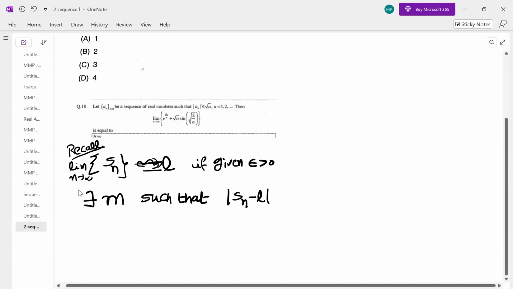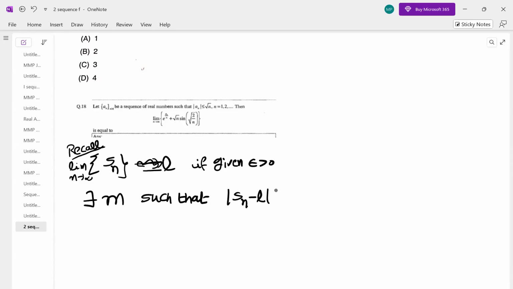Yesterday's definition: if, given epsilon greater than 0, there exists an M such that modulus of Sn minus L is less than epsilon. So depending on the epsilon, we can have the number M. We have seen one case, 1 by n square. Similarly, for any given sequence Sn, you can apply the definition and get the M value.